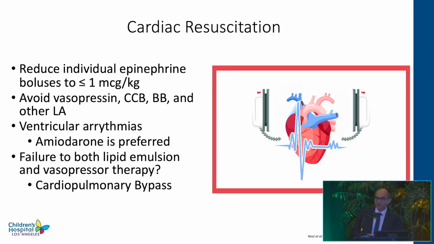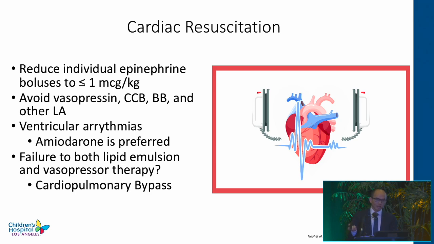More on cardiac resuscitation. This is where we deviate from the standard ACLS protocol. For the epinephrine boluses, try to keep it less than or equal to 1 microgram per kilo. If you do the usual 10 micrograms per kilo, or 1 milligram, it actually causes more arrhythmia and more acidosis. Avoid vasopressin too, because vasopressin has been shown to cause more acidosis in these patients.